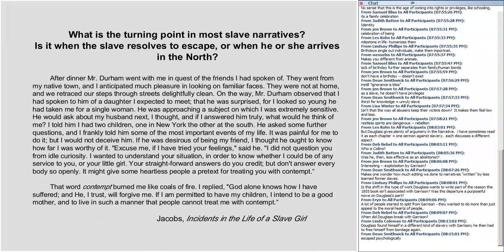And then she tells us something, though, that is extremely sensitive, "a subject on which I was extremely sensitive. He would ask about my husband next." Harriet Jacobs did not have a husband in slavery. She bore two children by a white man in slavery in Edenton, a man who would be elected to the United States Congress. Of course, these two children were never connected to him formally, though one can't imagine that many people in the town of Edenton didn't know who their father was.